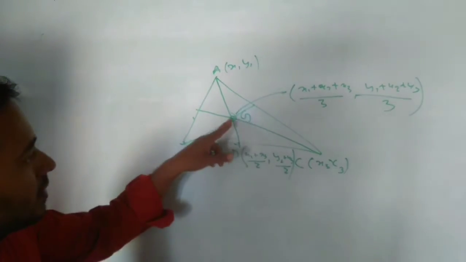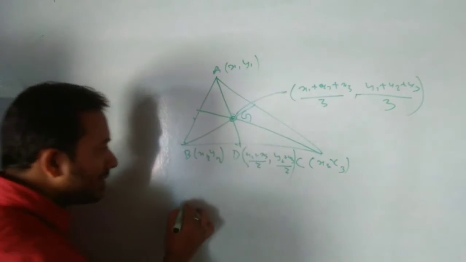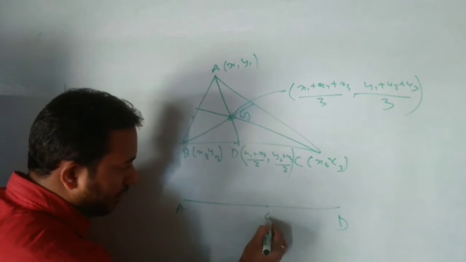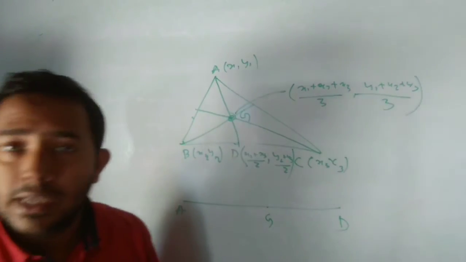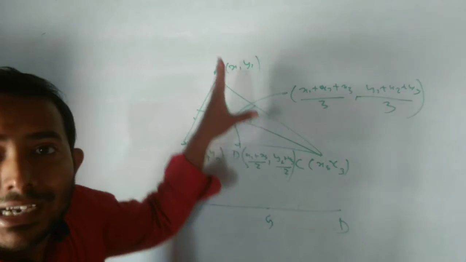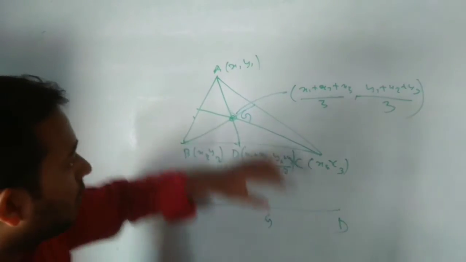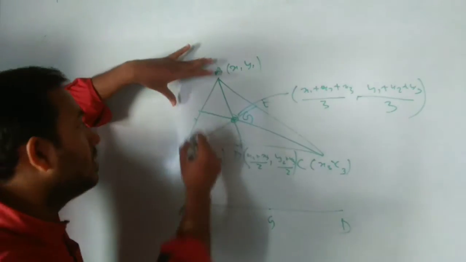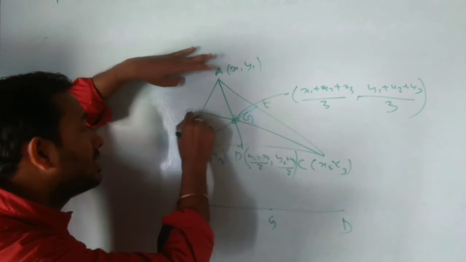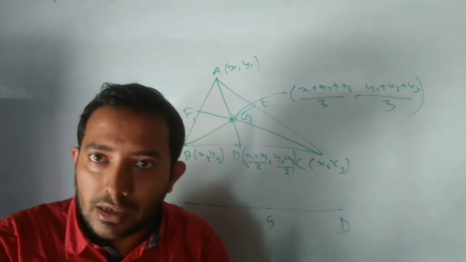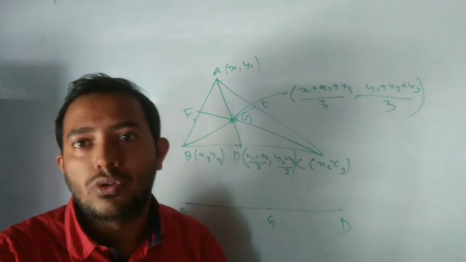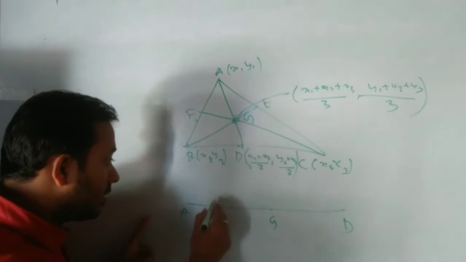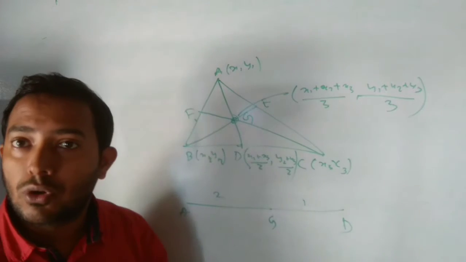Now you need to find the coordinates of G. You have this line segment AD, and a point G on it. We know one more thing: we call this a median. AD is a median. If we name the others BE and CF, then BE and CF are also medians. The centroid of a triangle divides the median in the ratio 2:1. That means this part will be 2 and this part will be 1.